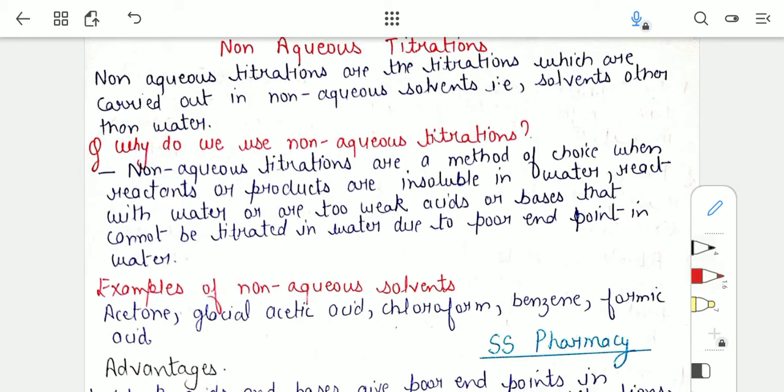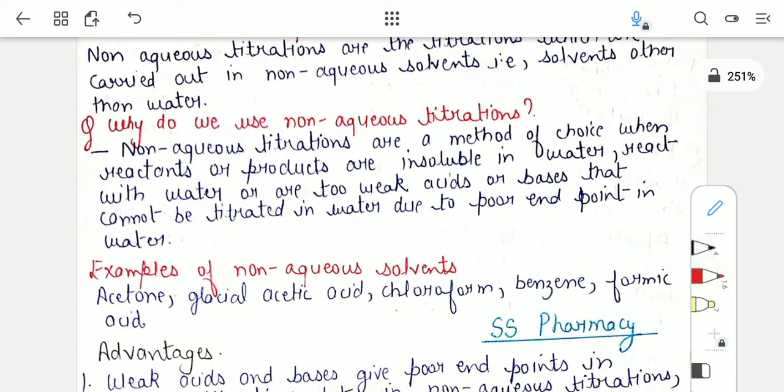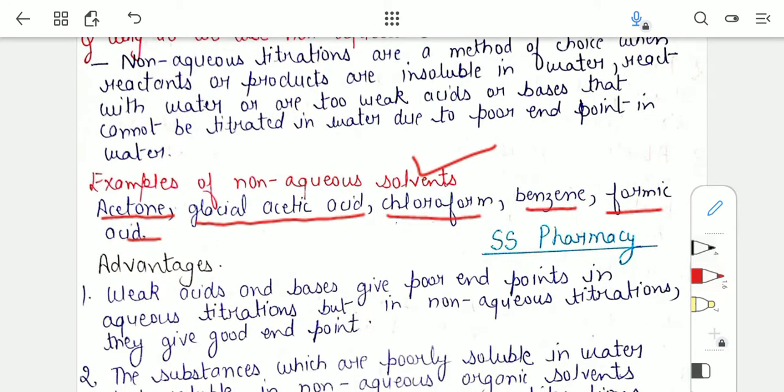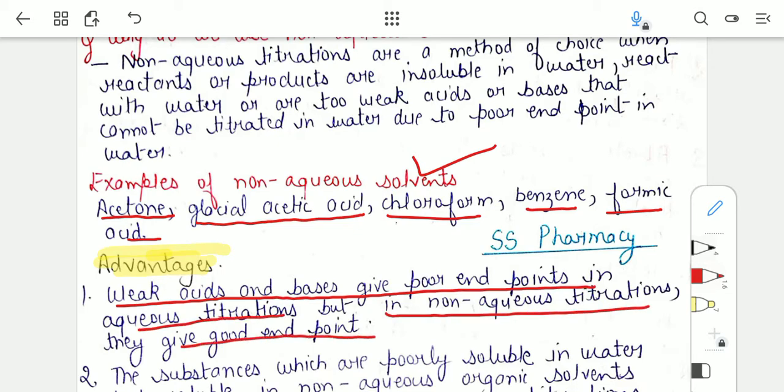Now let us see some examples of non-aqueous solvents. These include acetone, glacial acetic acid, chloroform, benzene, formic acid. These all are our non-aqueous solvents. Let us talk about the advantages of non-aqueous titrations, how they are helpful to us. Firstly, the weak acids and bases give poor endpoints in aqueous titrations, but in non-aqueous titration they give very good endpoints. So non-aqueous titrations are very helpful in case of weak acids and bases.